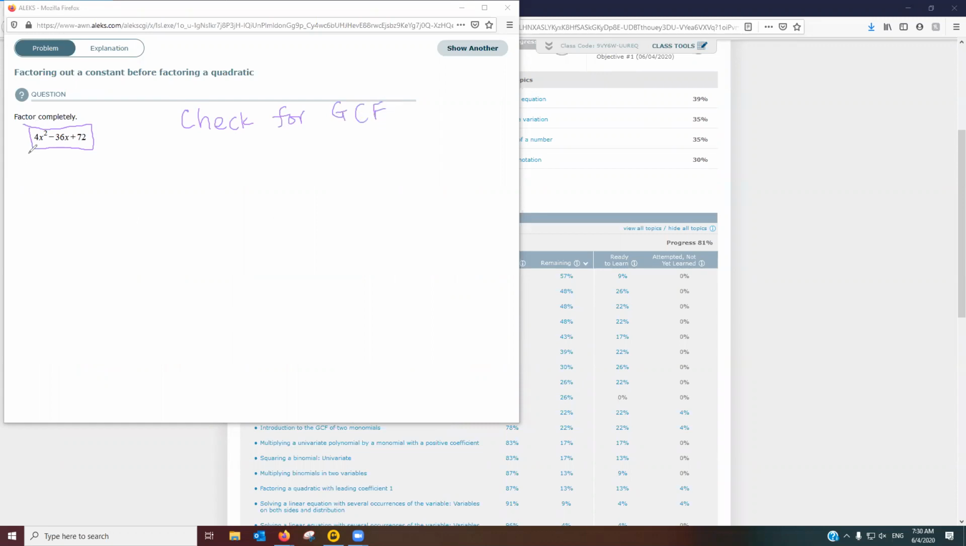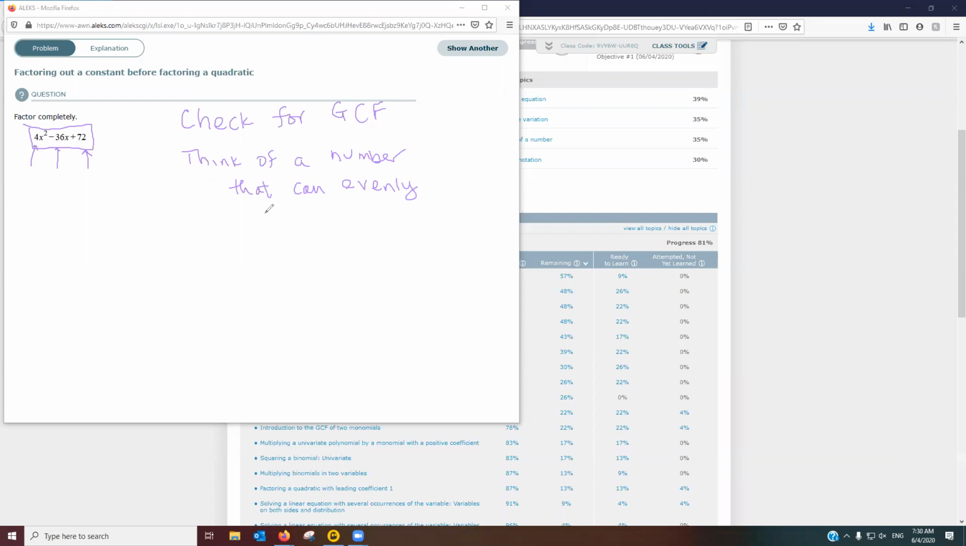And I'm going to look at these numbers. Notice I'm seeing a 4 and a 36 and a 72. Is there any number, think of a number, that can evenly divide into all three of those numbers? If you can come up with that number, that's called the greatest common factor.